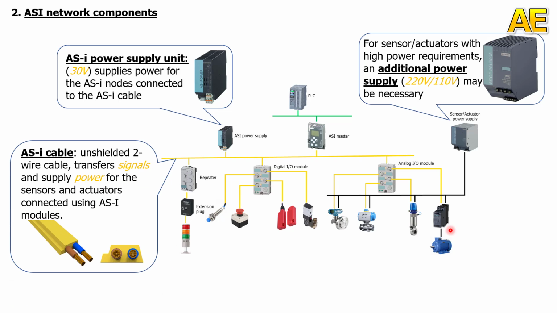And next is about the cable. The ASI cable is a type of unsealed two-wire cable. It transfers the signal and supplies power for the sensors and actuators connected using ASI modules. The network is not restricted to one type of cable. If necessary, an appropriate module or a T-piece can be used to change to a simple 2-wire cable.